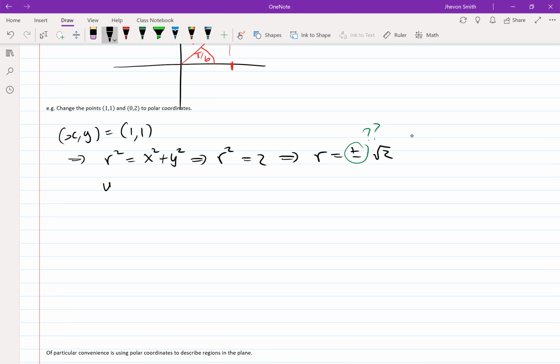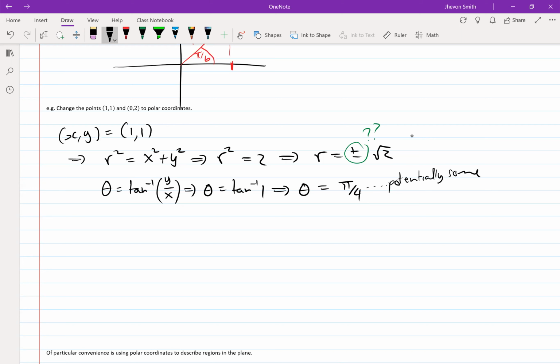Now, if you look at the y, we also know that the theta is going to be the tangent inverse of y over x. This means that your theta is tangent inverse of 1, which means your theta is going to be pi over 4, and potentially some reference angle version. It depends on what sign we take, some non-reference angle version.